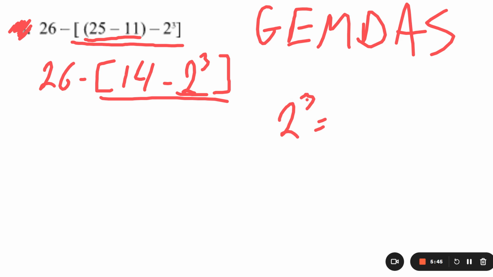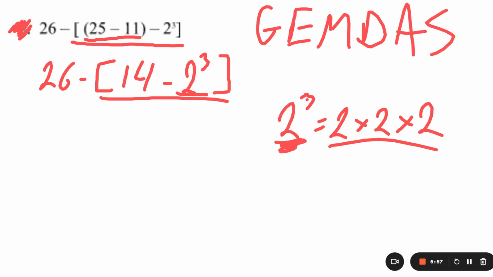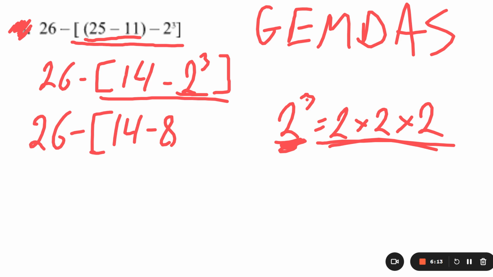What it's saying is 2 times 2 times 2, right? This is what we're actually going to be putting in our calculator because the exponent is telling me how many times I'm multiplying the base number by itself, right? So since it's 2 to the power of 3, I need to multiply 2 by itself 3 times. When I do that, I'm going to end up with 8 as my answer. So now I have 26 minus brackets 14 minus 8.